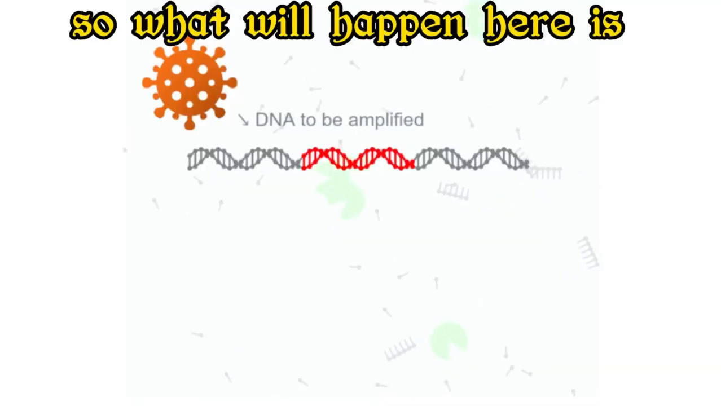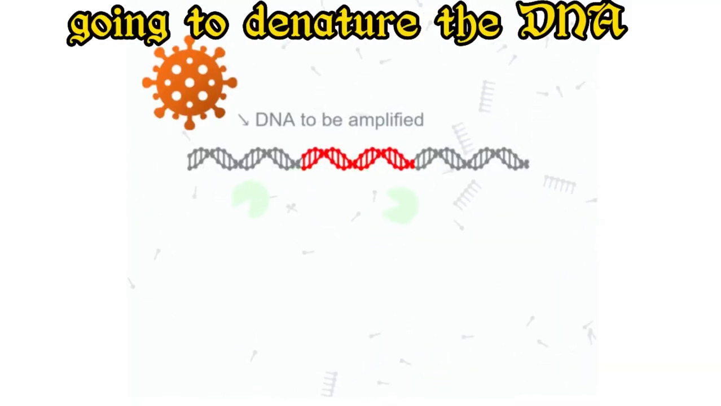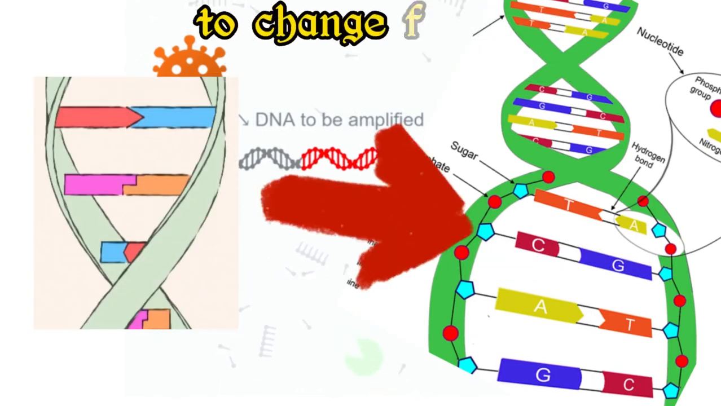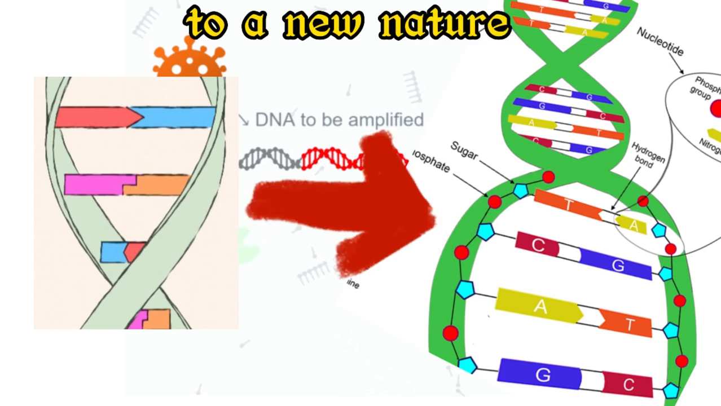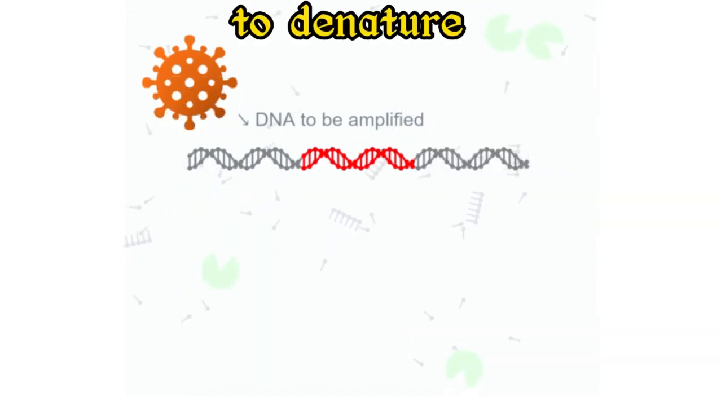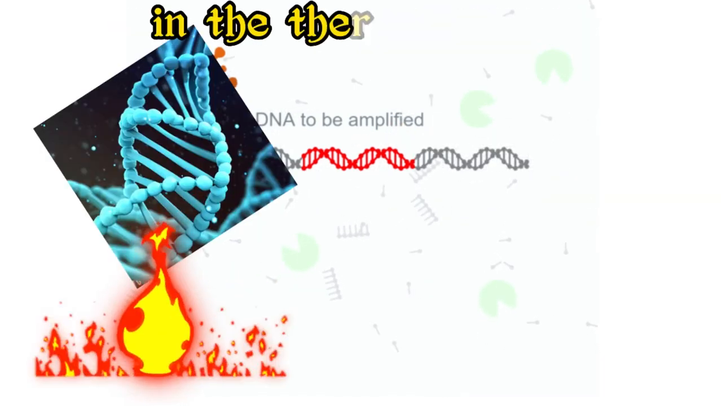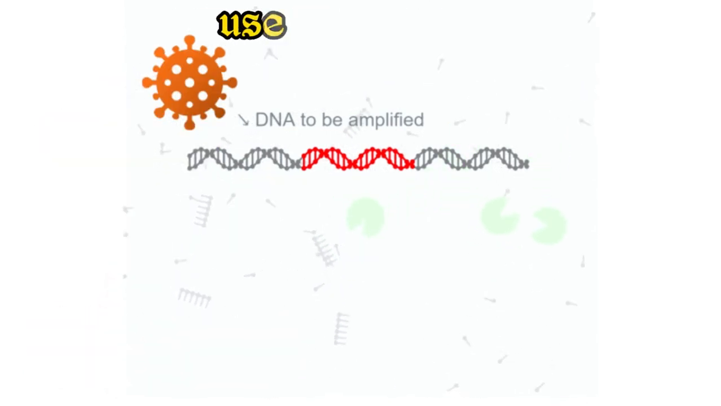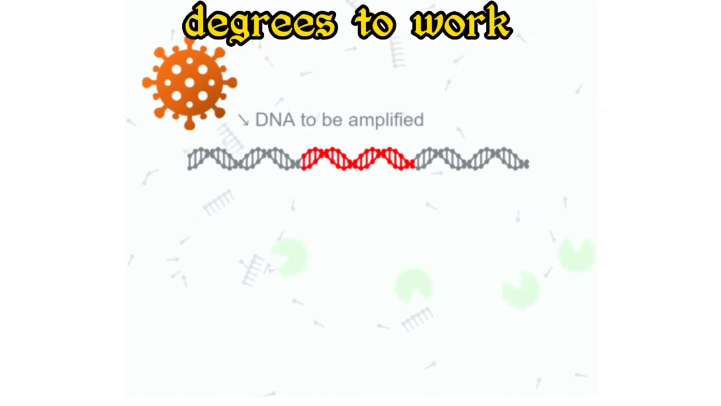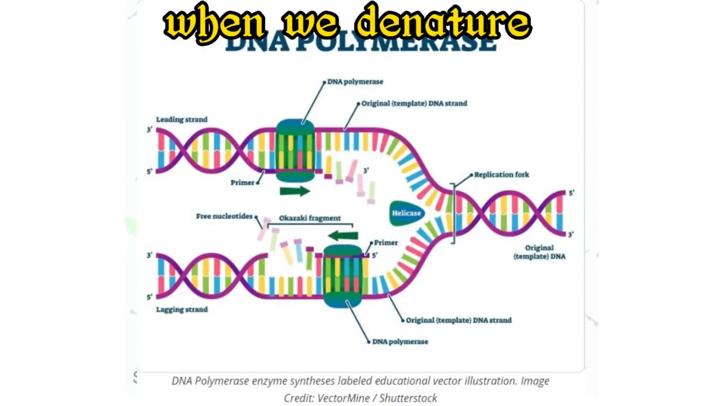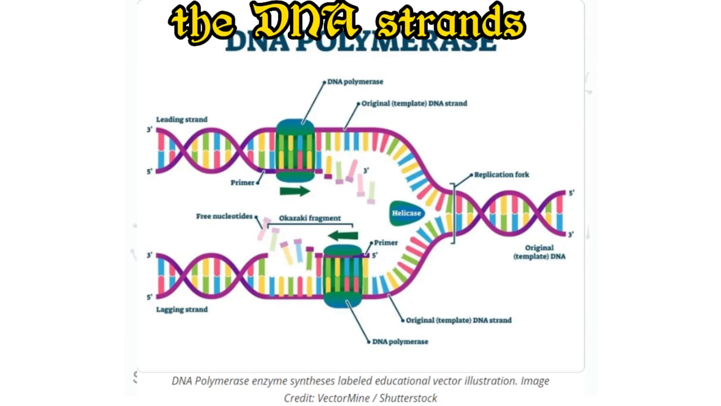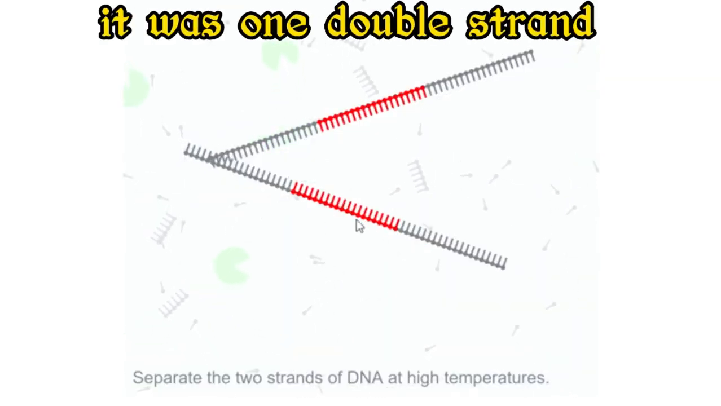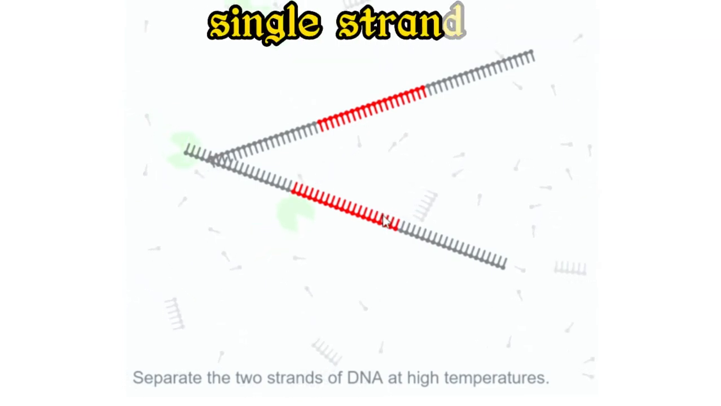So what will happen here is we are first going to denature the DNA. To denature is to change the nature, to change from the original nature to a new nature. To denature, we are going to increase the temperature in the thermocycler to about 92 degrees. We're going to use 90 to 96 degrees to work. When we denature, you'll notice that the DNA strands separate to form two strands. It was one double strand, now there are two single strands.